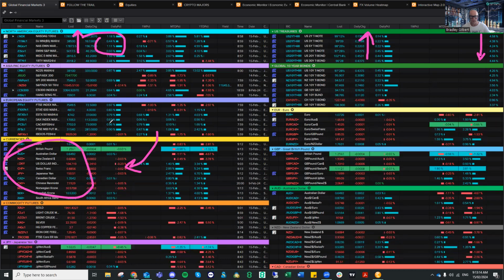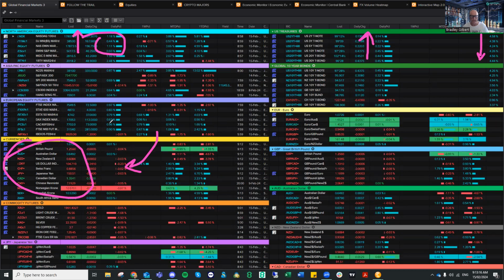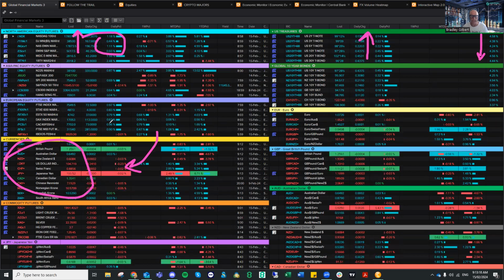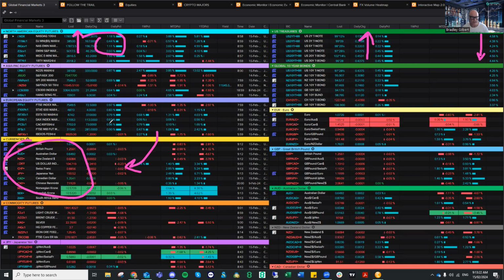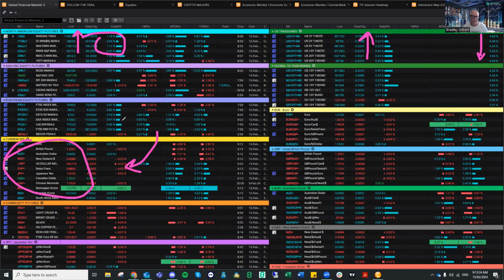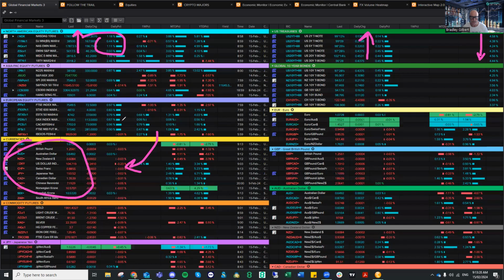All right, lots of explanation there. Just try and focus on one thing at a time. I'm tying a lot of things together, which takes a bit more experience. Aussie employment numbers, UK GDP, manufacturing numbers, and then into the US session once again.